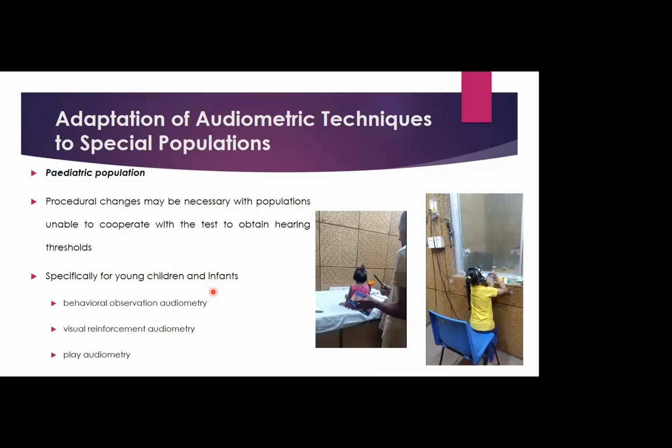Then there is another population, the pediatric population, where the variations could be behavior observation, visual reinforcement, or play audiometry. We need to train or condition the child to respond whenever there is a sound, firstly without placement of any transducers on the head, with the use of some noisemakers. Later on, we introduce the transducers very gently to the child, and make him or her respond to the pure tones. This helps in generating a very reliable pure tone audiogram in children as young as 3 to 4 years.